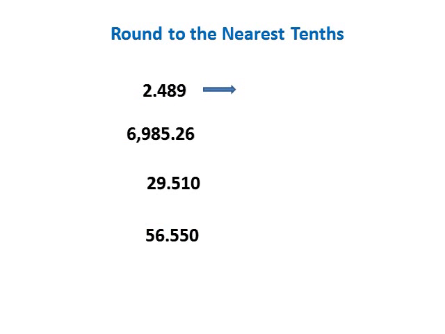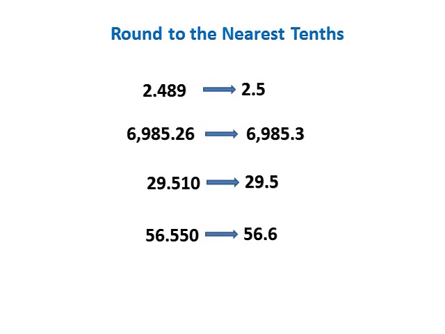Alright, so let's try this one. 2.498. The digit in your tenths place is 4, but the number that follows that is 8. So therefore 4 goes up, and it becomes 2.5. How about this one? The tenths digit is 2, but the number that follows that is 6. So that becomes 0.3. How about the next one? 29.510. Your tenths digit is 5, but it is followed by 1, so it stays as 29.5. And how about this one? 56.55. Your tenths digit is 5. It's followed by 5. Since we say that if it's equal to 5 or greater than 5, you round it up to the next one.